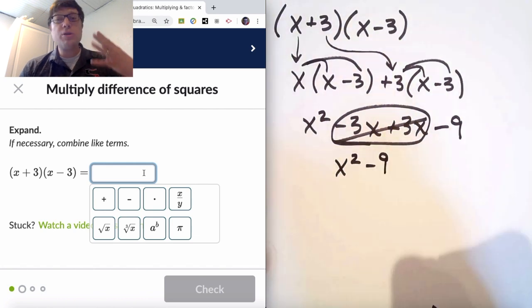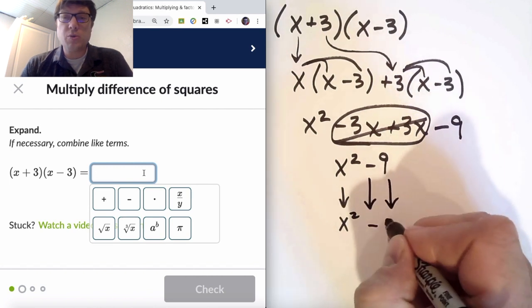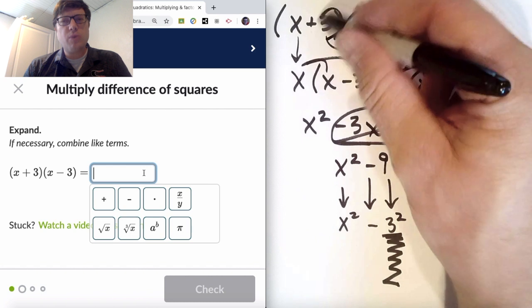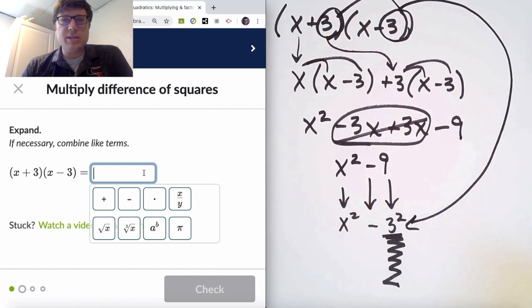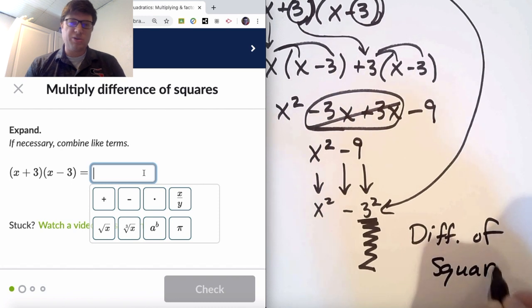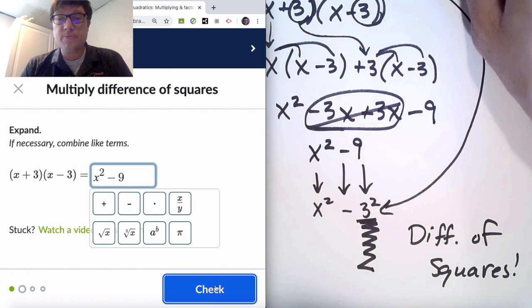That means there are 4 terms that need to be written down. But because of the structure of difference of squares, the middle terms drop out. And that 3 squared is 9. So technically this is x squared minus 3 squared, a difference of squares problem. The answer, just simplified, is x squared minus 9, which I'll type into Khan Academy right now and get the points.